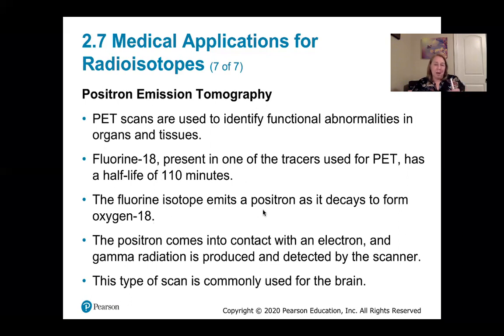So it emits that positron. Remember that positron is the same mass as an electron, but a different charge. It's positive. So the positron comes into contact with an electron, and when that happens, it emits gamma radiation, and that's what's detected by the scanner, right? So this is used a lot of times in the brain to look for maybe a tumor inside of the brain, that kind of thing. But you have to have some kind of radioactive isotope so that you have something to detect.